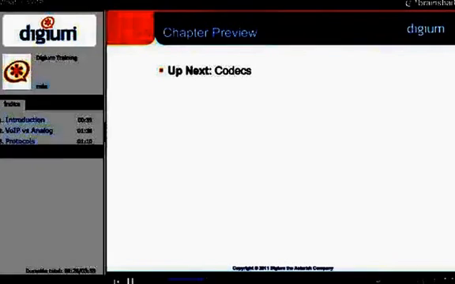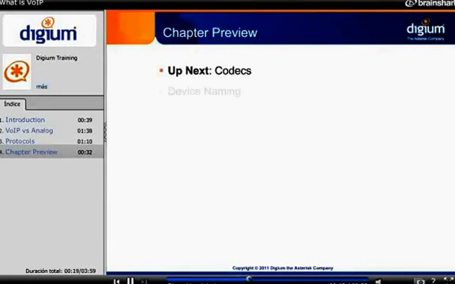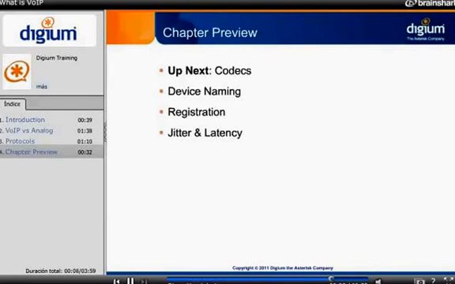First, we'll look at codecs and discuss what factors to consider when choosing which codecs your system will support. After that, we'll look at device naming and offer recommendations to keep your system as secure and maintainable as possible. We'll then discuss registration, which is a concept with very specific meaning in a VoIP environment. Finally, we'll talk about some common problems experienced in a VoIP environment, so you'll know what to look for if you're not getting the behavior you want from your VoIP calls.